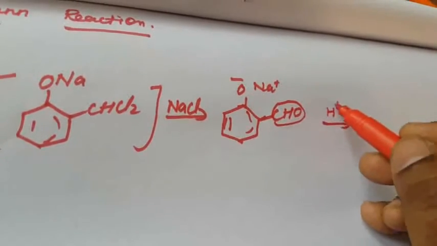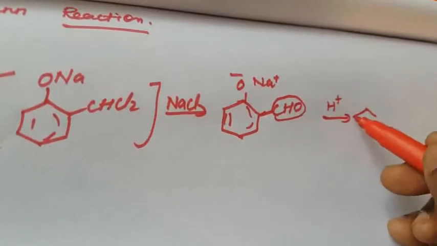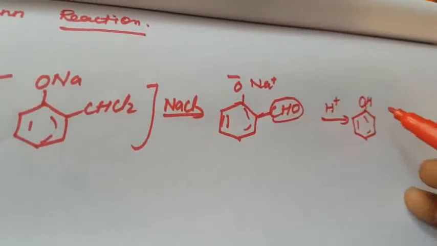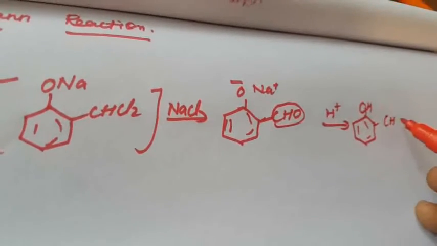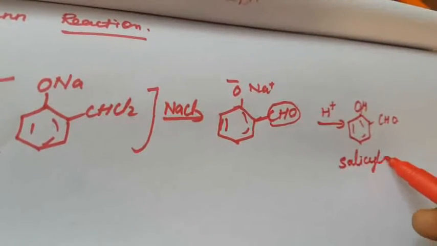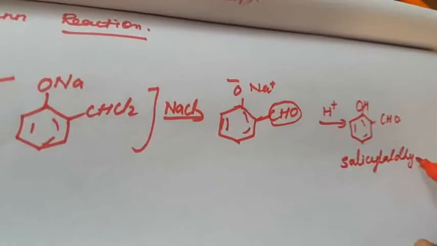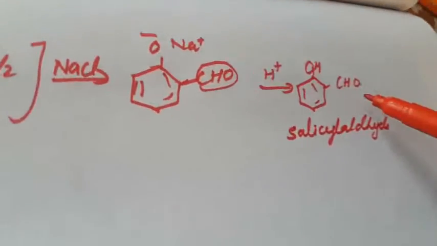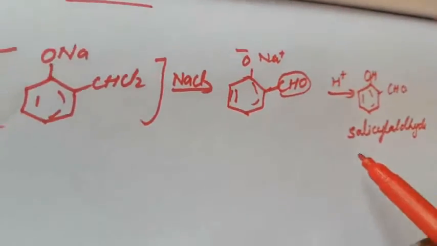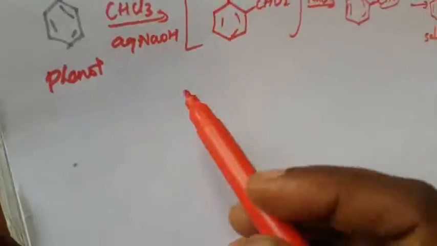After that, when H plus ion is added, it will form, what is this compound, that is OH, that is CHO. What is the compound name? Salicylaldehyde. Salicylaldehyde. COOH means salicylic acid, CHO means salicylaldehyde. Okay, so this is another one. So the next one is the Thalein reaction.